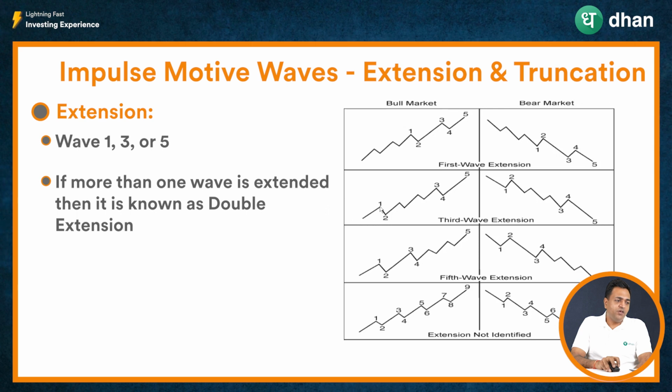So wave number 1, 2, 3, 4 and 5. In the third case, we have the fifth wave or the final wave that is the extension wave. So we call it the fifth wave extension. So 1, 2, 3, 4 and 5.